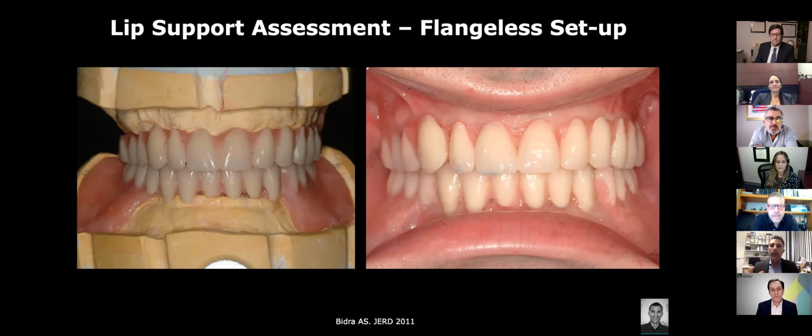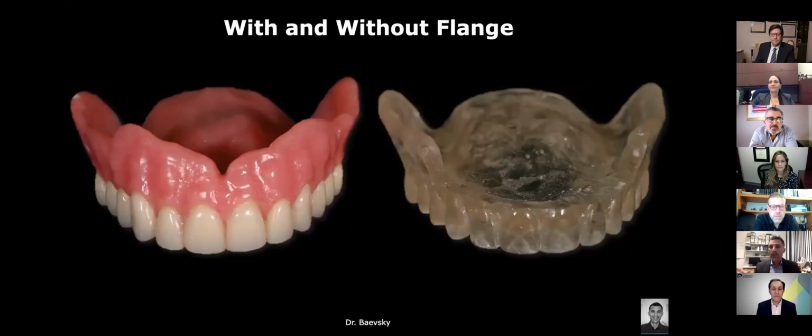The first thing we do is establish tooth position, and that will be done with a flangeless setup. It's conventional removable prosthodontics fundamentals. We will set the teeth, removing the flange, especially because we want to assess the possibility of doing a fixed prosthesis. And that's how we will assess.